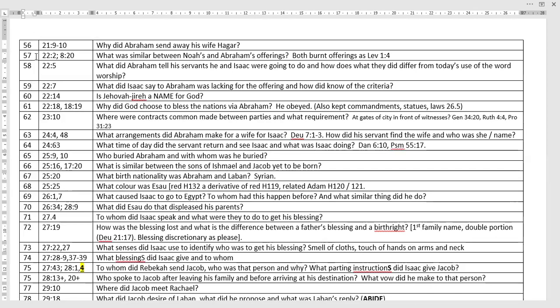Question 59. What did Isaac say to Abraham was lacking for the offering, and how does it show the criteria? So 22:7. And Isaac spoke unto Abraham his father and said, my father. And he said, here I am, my son. And he said, behold the fire and the wood. I can see the fire and the wood, but where is the lamb for a burnt offering?